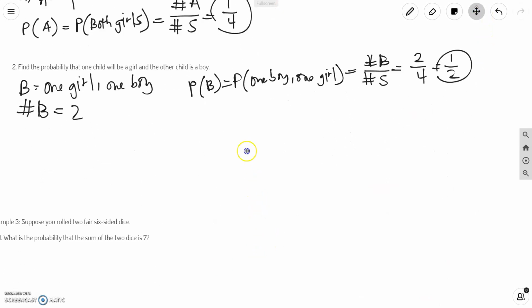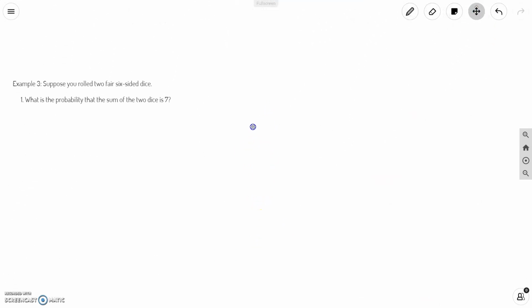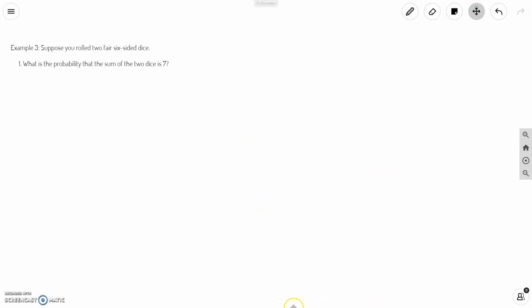Now finally, moving on to our last example right here. So this is going to be probably one of the hardest examples we'll go through. You probably won't have any examples this hard on your exam or quizzes. So here we're considering the experiment where you roll 2 fair 6-sided dice. We want to know what is the probability that the sum of the 2 dice is 7.